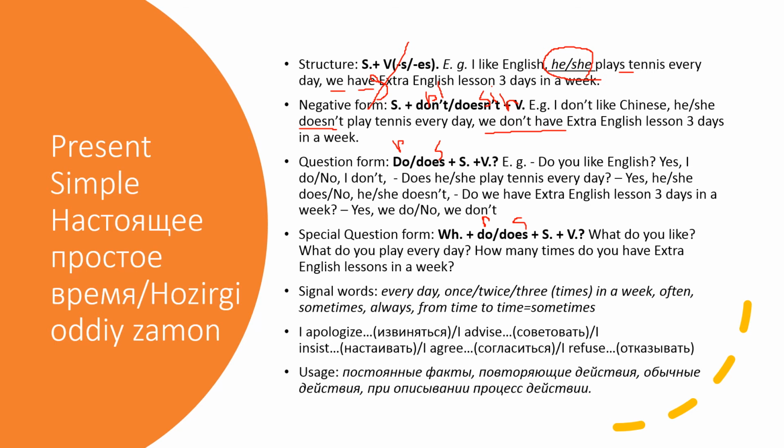And usage. When and how do we use this tense? First one is facts. For example, what is fact? The water boils if the water is 100 Celsius degrees. This is fact. Then, repeated actions. This is number two. Repeated actions. For example, I play football once a week. Every week you play football. Every week. This is repeated action.